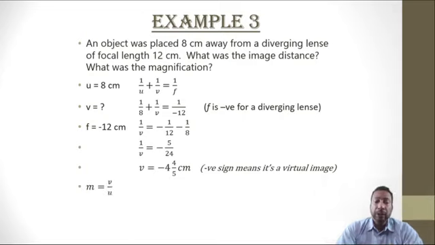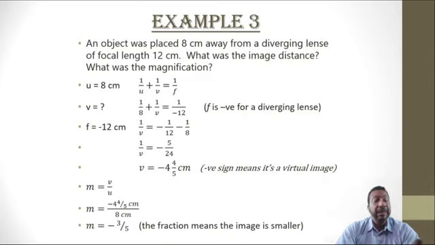Then the magnification, we have m is equal to v over u. So negative 4 4/5 divided by 8 will give us negative 3/5. Here, we notice that our answer is a fraction, a proper fraction in particular. And all that means is that our image was actually smaller than our object. That is not always the case for a virtual image. It depends on what type of lens produces the virtual image.